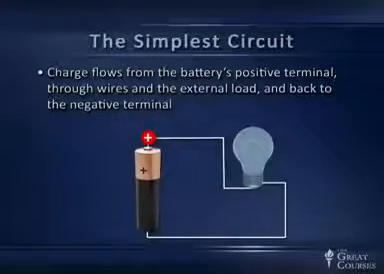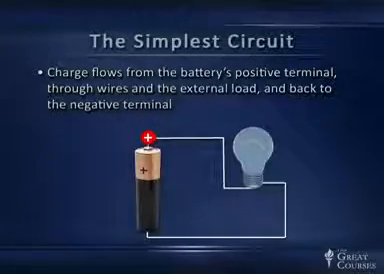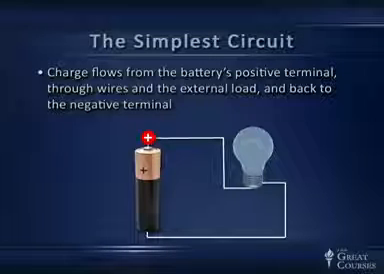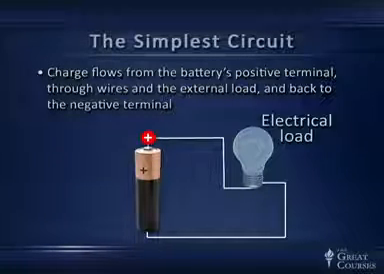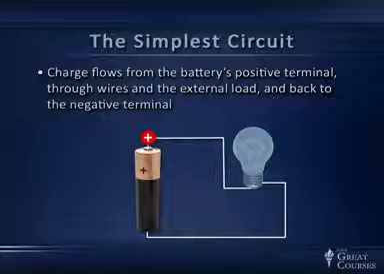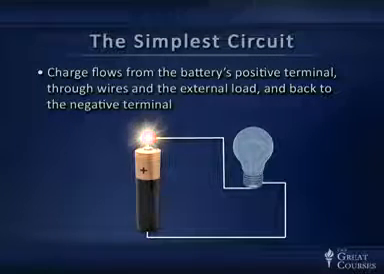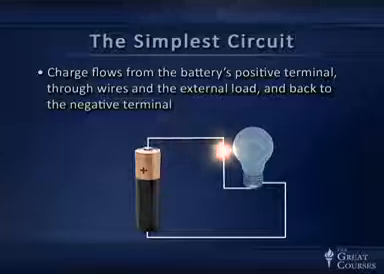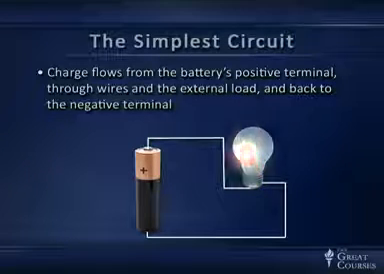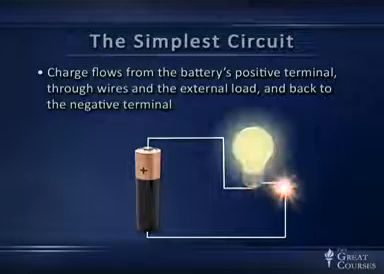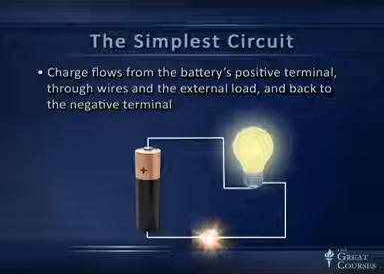So let's look at some circuits. Here's the simplest possible circuit you could imagine. A source of EMF, a battery in this case, and some kind of electrical load, in this case, a light bulb. What happens in this circuit? Well, charge, I've indicated charge at the positive terminal, flows through that circuit and goes from the battery's positive terminal through wires, through the external load, and comes back to the negative terminal.